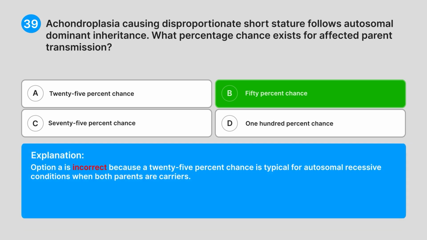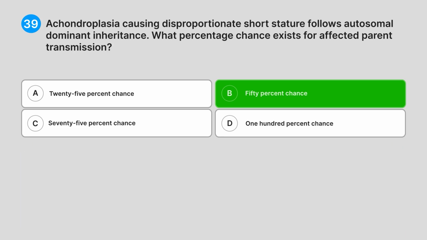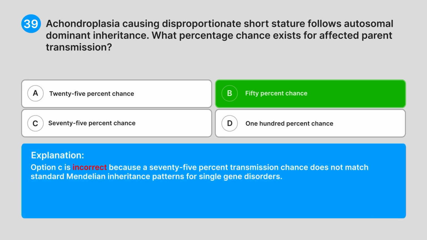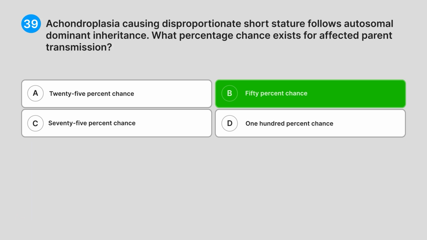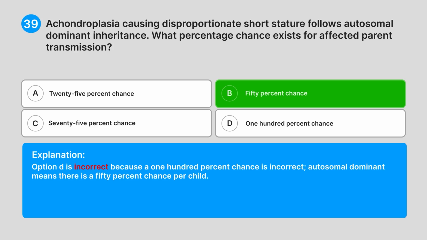Option A is incorrect because a 25% chance is typical for autosomal recessive conditions when both parents are carriers. Option C is incorrect because a 75% transmission chance does not match standard Mendelian inheritance patterns for single gene disorders. Option D is incorrect because a 100% chance is incorrect. Autosomal dominant means there is a 50% chance per child.